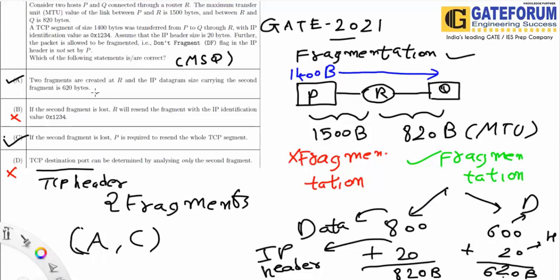Is everybody able to understand why A? A, because we are able to generate two datagrams or two different fragments. And the second, because of TCP, whenever one fragment is lost, it needs to resend the whole TCP segment. I hope you understand this particular question.